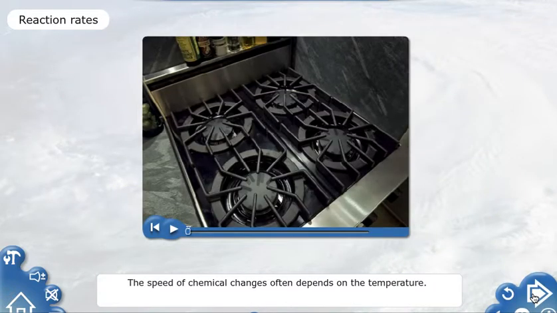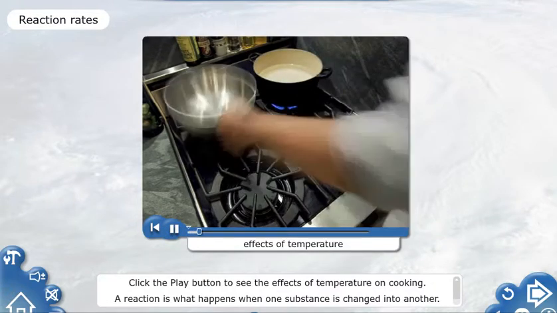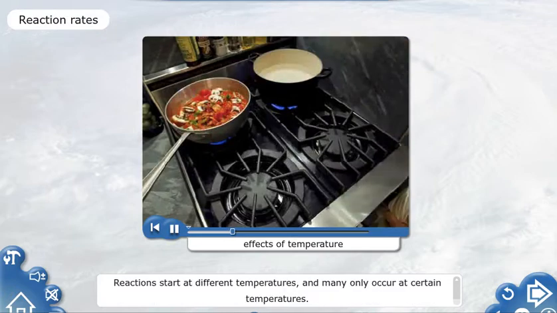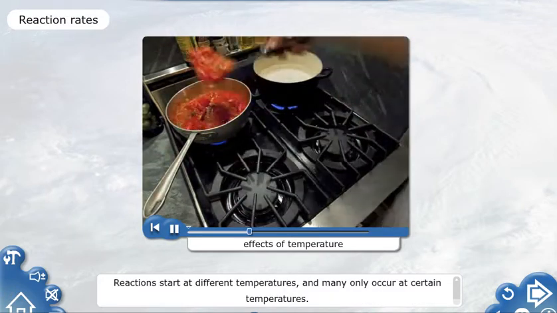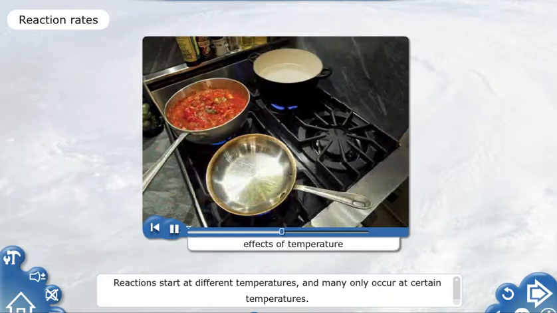The speed of chemical changes often depends on the temperature. Click the play button to see the effects of temperature on cooking. A reaction is what happens when one substance is changed into another. Reactions start at different temperatures, and many only occur at certain temperatures.